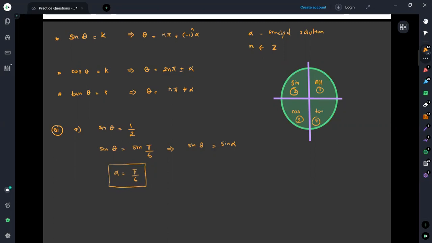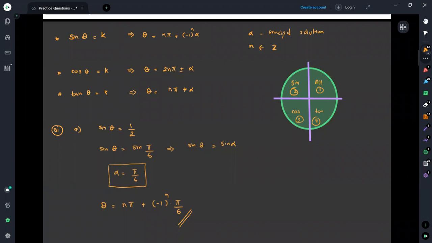Now, since we have the form sine theta equals k, we need to find the value of theta. To find the value of theta, we can do the substitution: n times pi plus minus 1 to the power n times alpha, where alpha equals pi over 6. Therefore, this would be the general solution for the equation sine theta equals half.